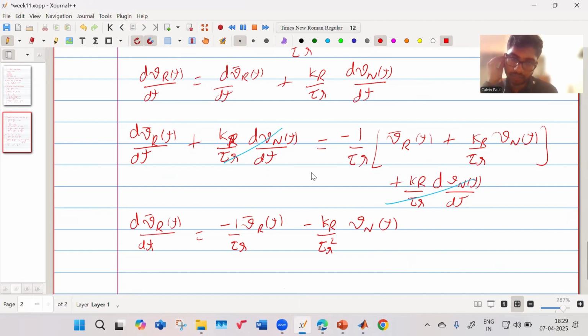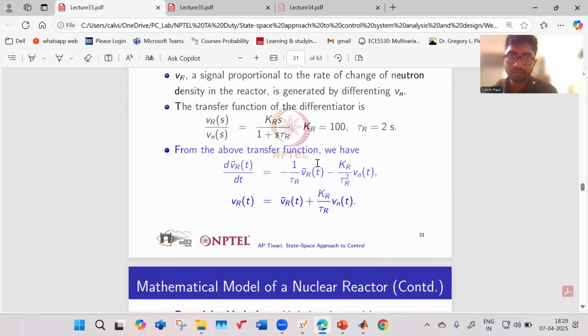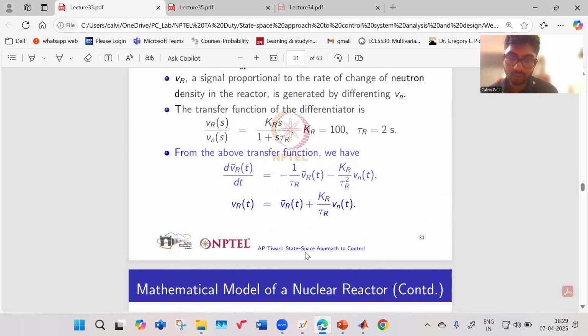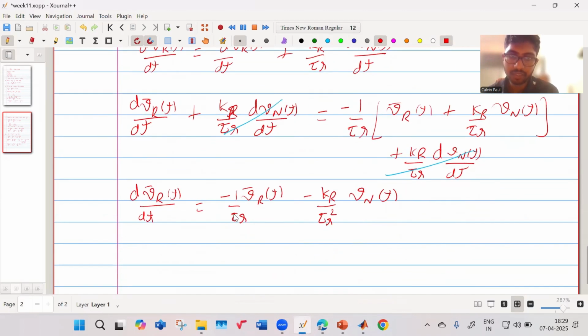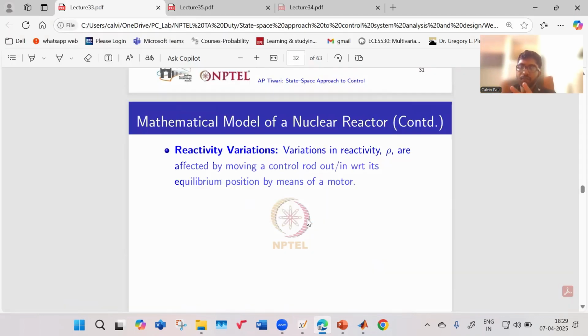Okay, so this is the equation which we have got. By some means, we have made sure that it is represented in terms of Vn of t. This is a certain mathematical manipulation which was done. Now there can be reactivity variations.